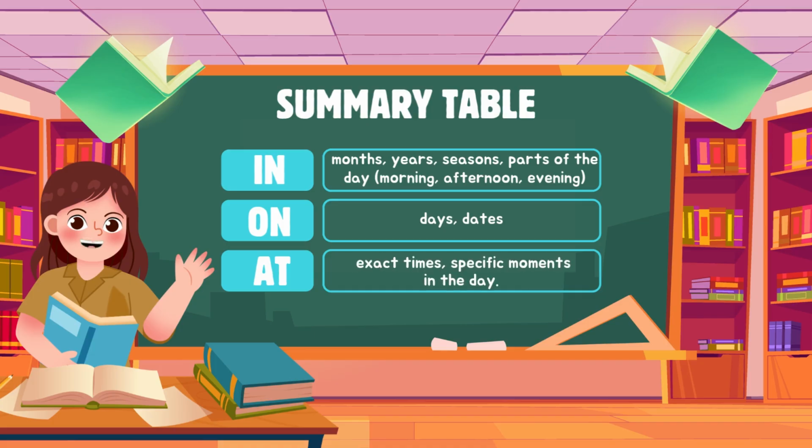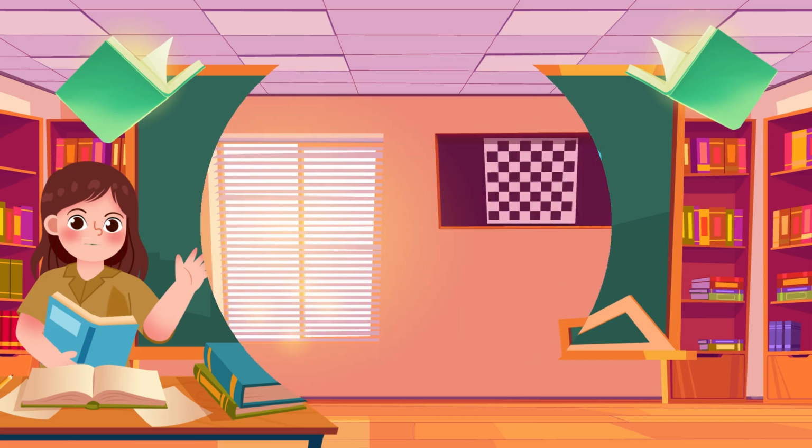And last we have at. We use at for our smallest and most specific times. This means exact clock times and specific moments in the day, like at 9 o'clock or at bedtime. So, keep this simple rule in mind. In for big periods, on for days and dates, and at for the exact times.